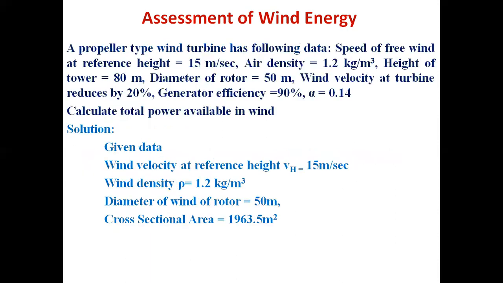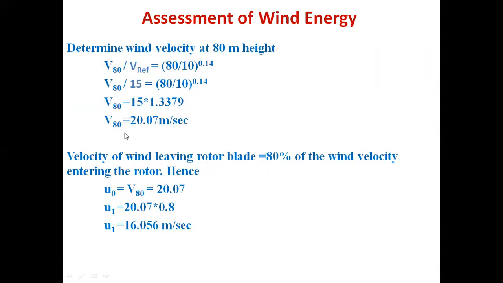So we have determined three parameters. First parameter is the cross-sectional area, which is 1963.5 meters square. Then velocity of the wind at 80 meter height, it is 20.07 meter per second. And when the wind leaves the wind turbine, this is the velocity. It is just 80% of this. It comes to 16.056 meter per second.